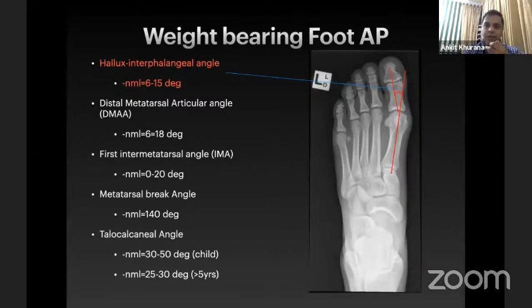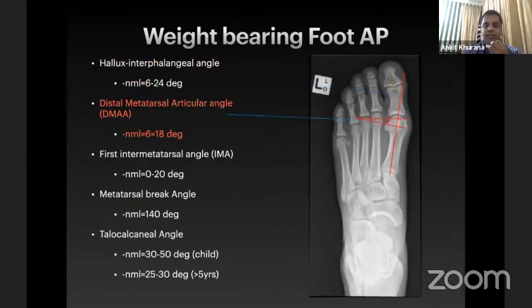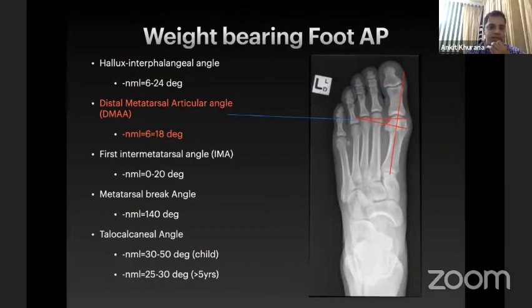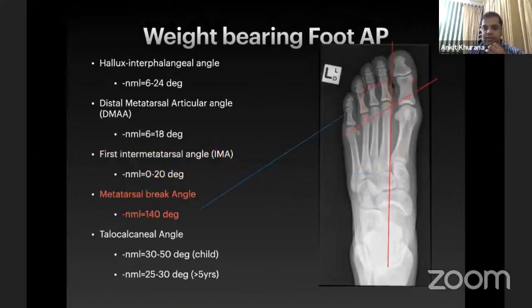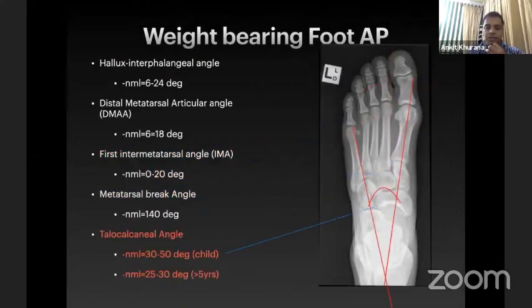15 degrees, which is formed by the axis of the first metatarsal and the proximal phalanx of the great toe. And similarly, the distal metatarsal articular angle is the angle between the articular surface of the first metatarsal and the shaft of the first metatarsal, and it should again be less than 15 degrees. The intermetatarsal angle is the angle between the first two metatarsals, and it should again be less than 10 degrees to be normal. The metatarsal break angle and talocalcaneal angles are more theoretical than practical, and are used to assess the alignment of the foot on weight bearing.